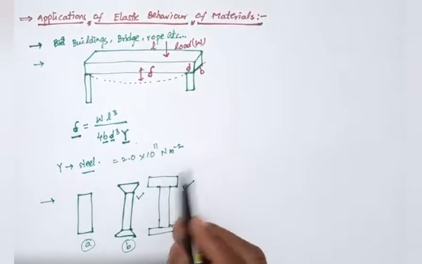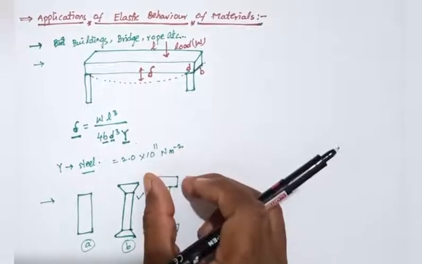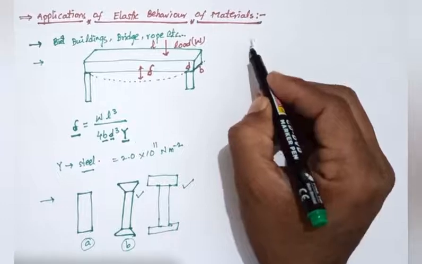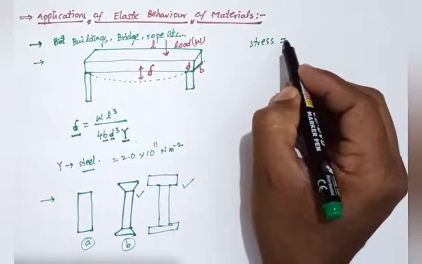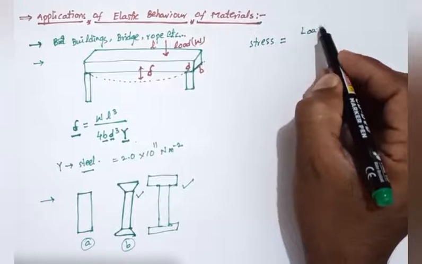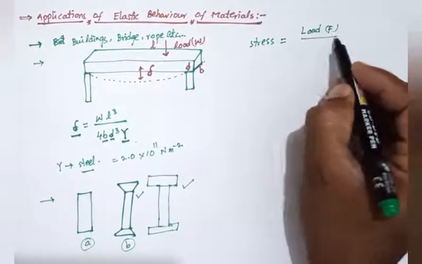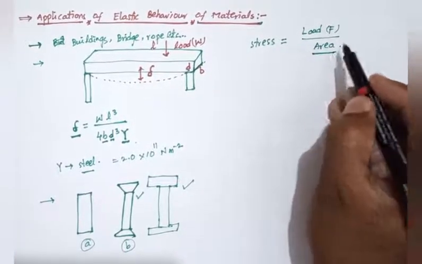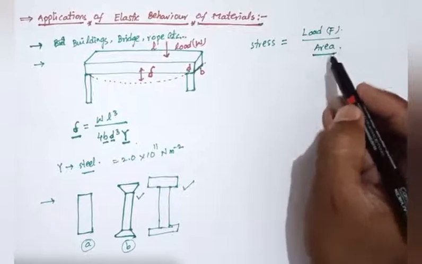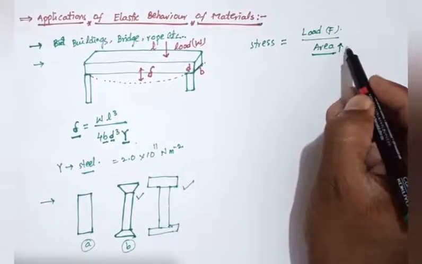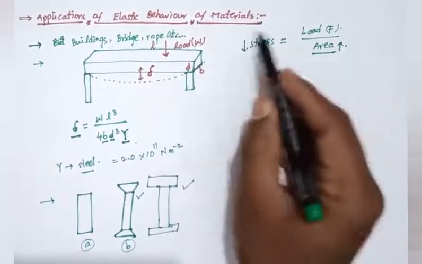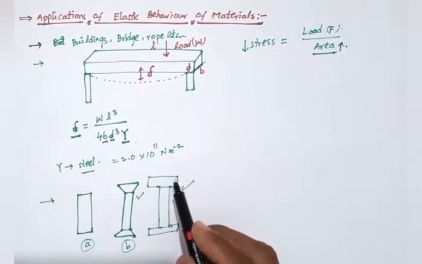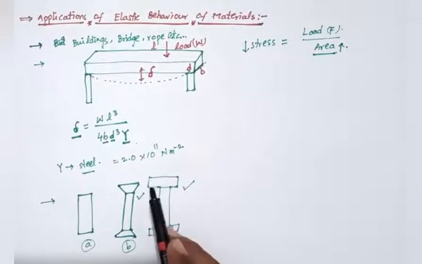Because the surface area is more, and stress is nothing but load or force divided by area. When the load is constant but the area increases, stress decreases. Stress decreases on the bridge. So we can use distributed pillars, then more load is supported.